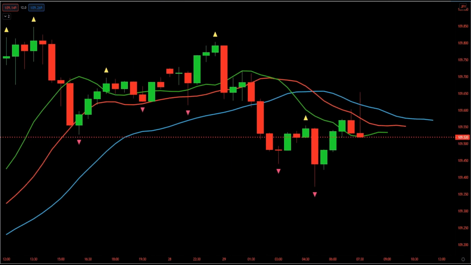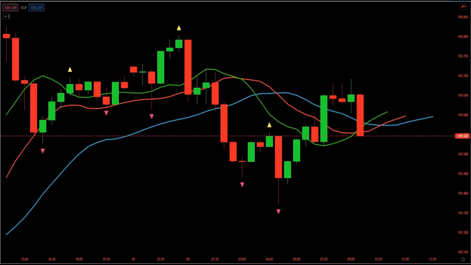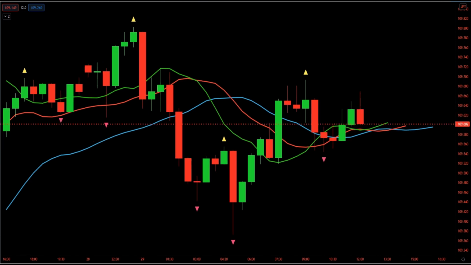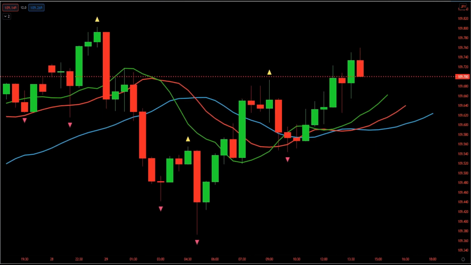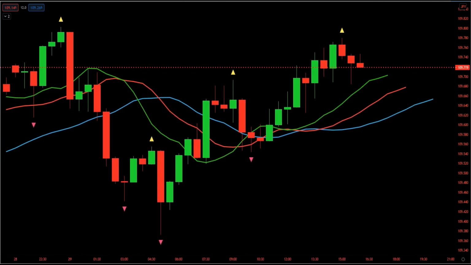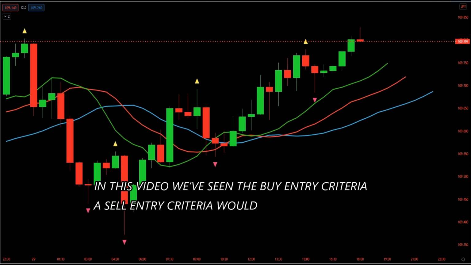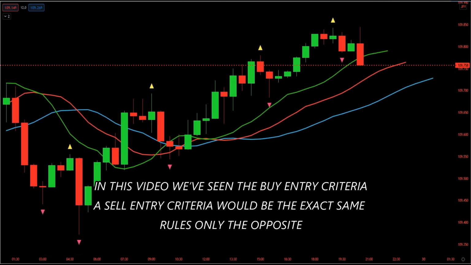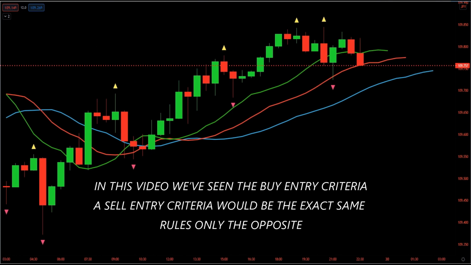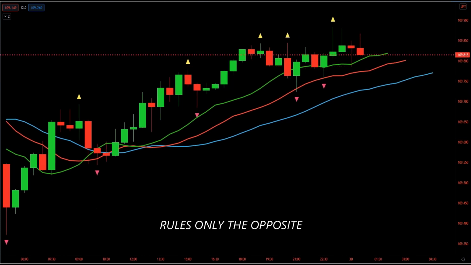This will give you the best opportunity to salvage a trade if the price action were to turn on you and turn into a bearish trend. It may bounce off these areas and head back in a bullish direction. In this video we've seen the buy entry criteria. A sell entry criteria would be the exact same rules, only the opposite.